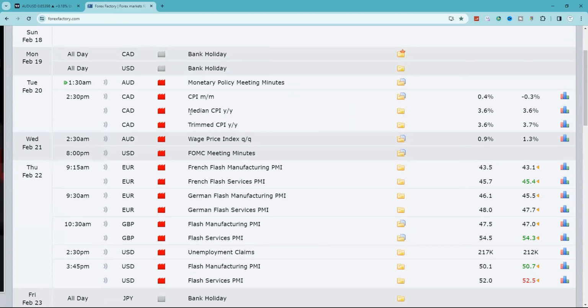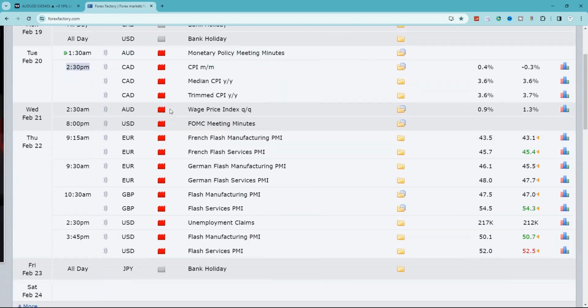On Tuesday, we will be expecting CPI data for the Canadian dollar by 2:30 p.m. Nigerian time, so please take note of that. We will be expecting the CPI month on month, the median, and also the trimmed CPI year on year. Before then, we will be expecting monetary policy meeting minutes from Australia. And then on Wednesday, we will be expecting the FOMC meeting coming out by 8 p.m. Importantly, we should take note of that, very importantly.